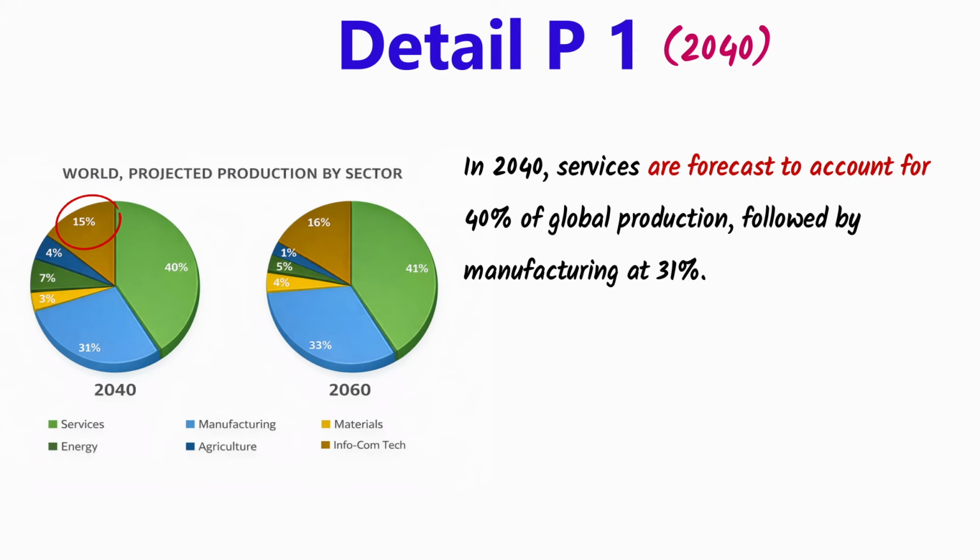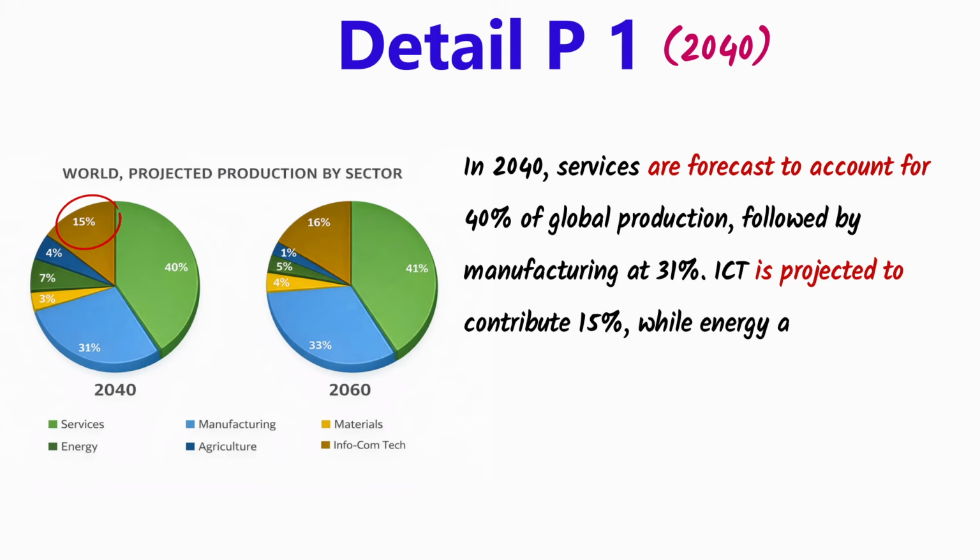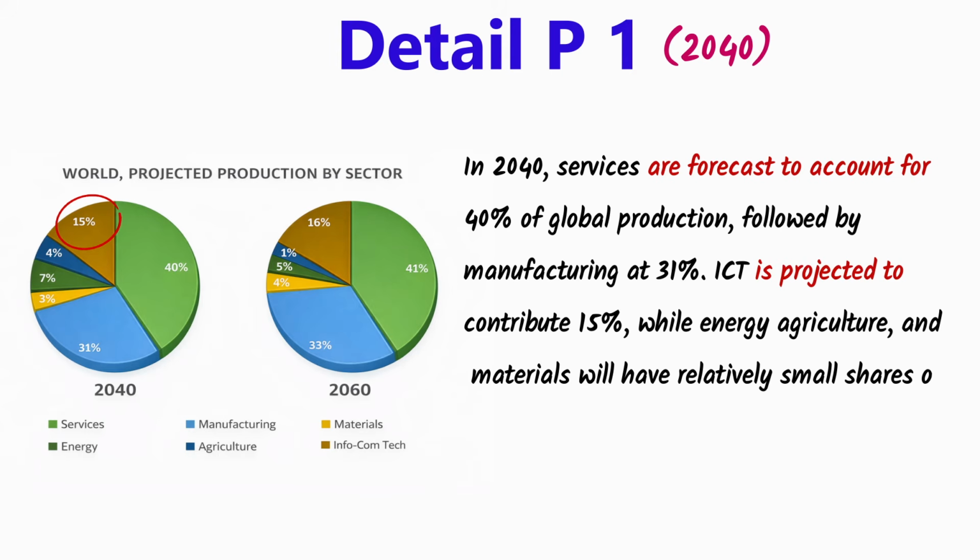Then after that, it's ICT. ICT is projected. So in my previous sentence, I used the phrase are forecast. Now here I use is projected, which is also used about analyzing data for the future, all right? ICT is projected to contribute. Contribute is a nice word here, all right? 15%, while energy, agriculture, and materials will have relatively small shares at 7%, 4%, and 3% respectively.